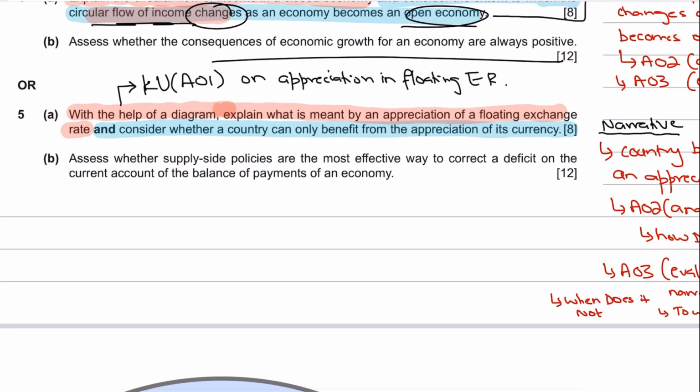Take a question like: appreciation of an exchange rate, explain what is meant by appreciation and consider whether a country will benefit from that appreciation. Then you provide knowledge on appreciation. You make a diagram for that. When does a currency appreciate? That all involves providing knowledge. And then you consider whether the country can benefit.